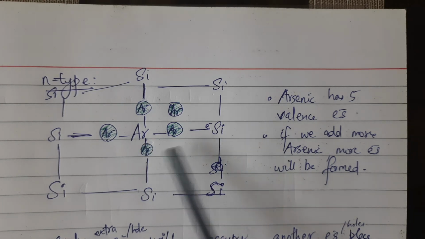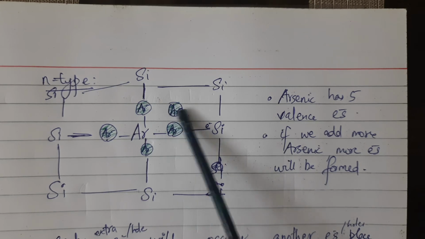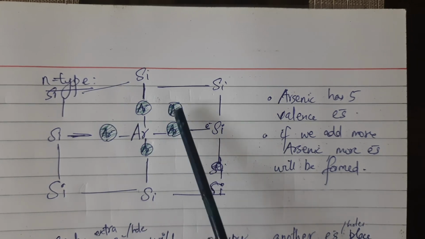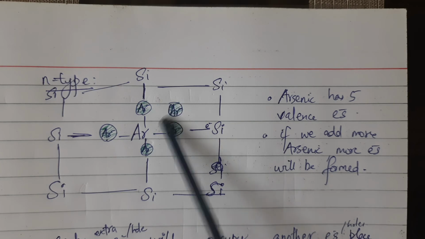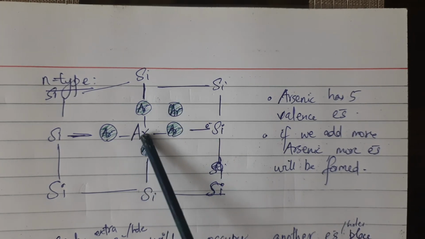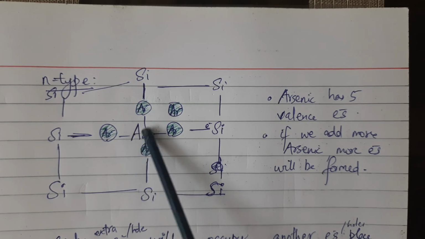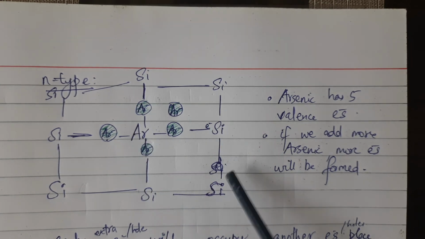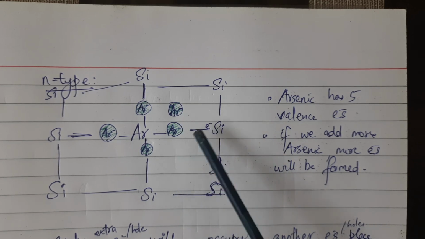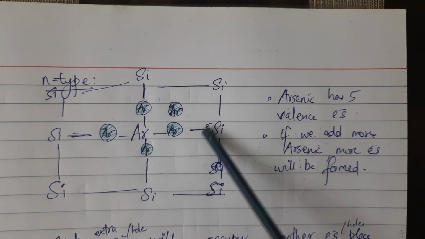And we are adding arsenic in place of silicon. Arsenic has 5 valence electrons, configuration 2, 8, 5, so the last shell will have 5 electrons. So there is an excess of 1 electron, it will be somewhere over here. See, 1 extra electron is here when we replace 1 silicon with an arsenic, and if we replace more silicons with more arsenic, a lot of extra electrons keep getting generated.